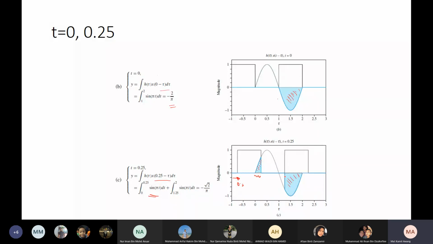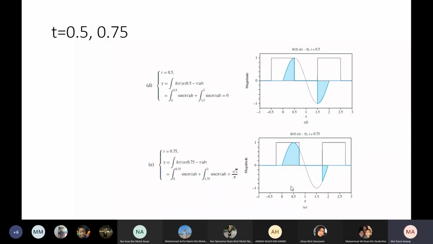And the second one is from 1.25 to 2. So this part is for the first integration, this for the second. You do this integration, so you get that answer, minus square root of 2 over pi. Basically this is the area. Still a minus sign because this area is bigger than that, so the resultant is still the negative sign. Right? Clear? And you do this for all of them.